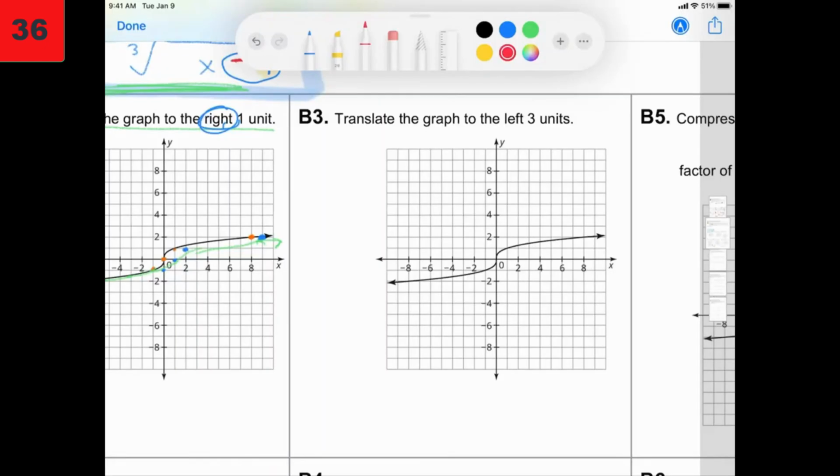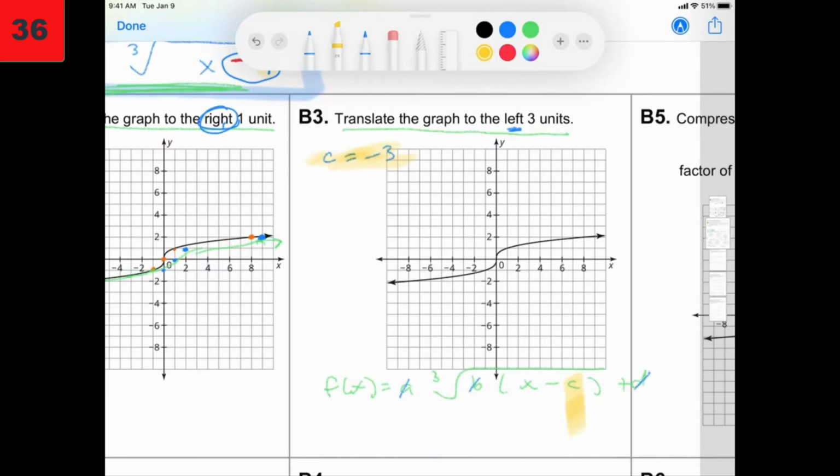B3, let's go ahead and translate the graph to the left 3 units. So again, I have to think about which letter am I going to use? Well, going to the left is a horizontal translation, so that would be the letter C. Okay, pay attention now. If we're going C to the left, that is a negative 3. Okay, so I don't need A, B, and D. And I'm going to go ahead and highlight the C equals negative 3 and put it here.